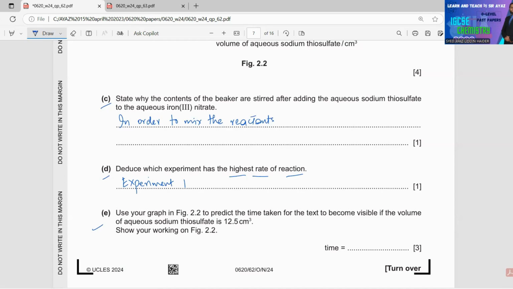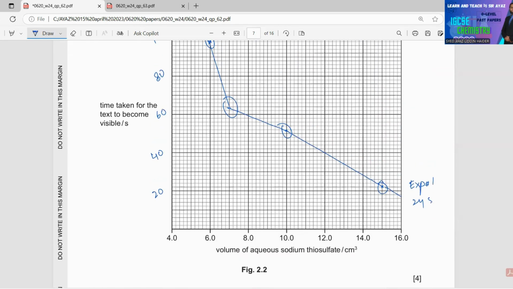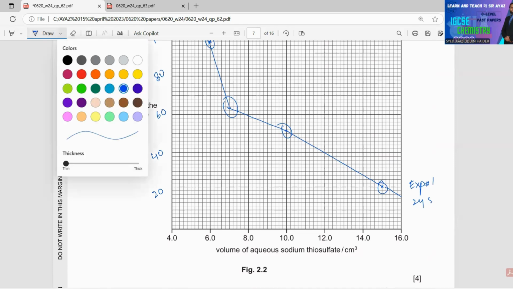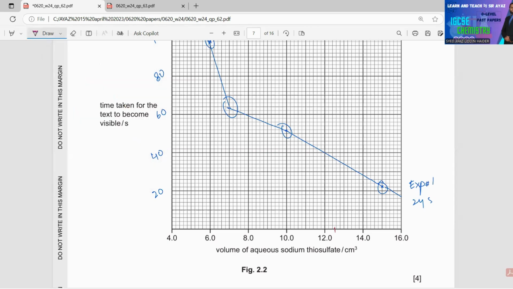Part E. Use your graph in figure 2.2 to predict the time taken for the text to become visible if the volume of aqueous sodium thiosulfate is 12.5 centimeter cube. Show your working on figure 2.2. So we have 12.5 centimeter cube as the volume. So 12.5 means this must be the volume of sodium thiosulfate, and you'll be getting the time from the graph at this point.